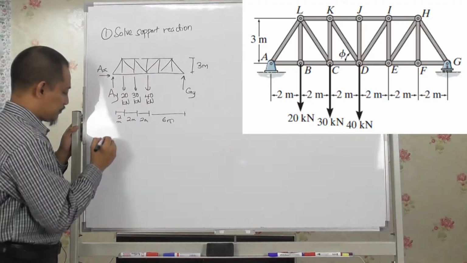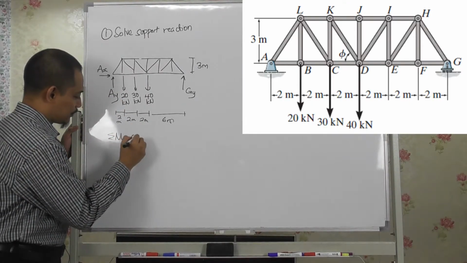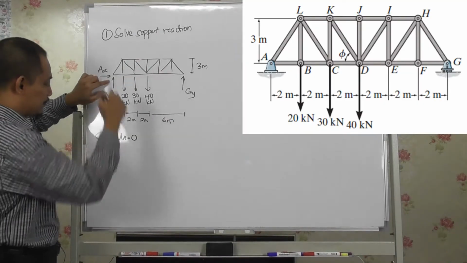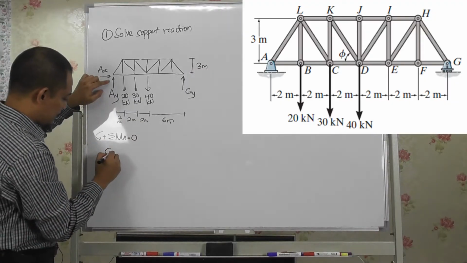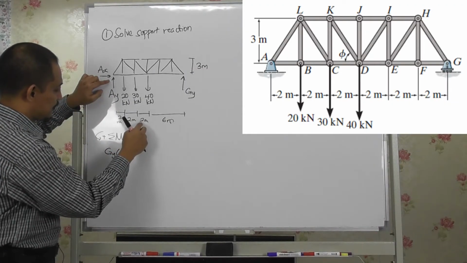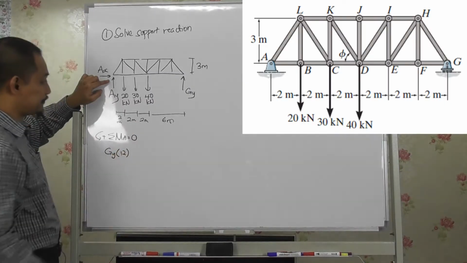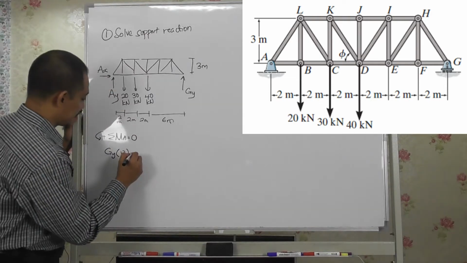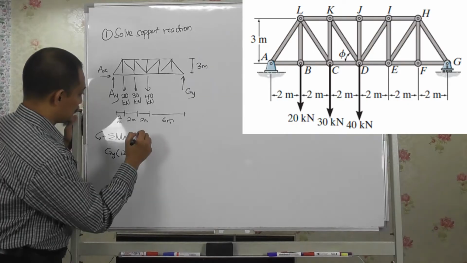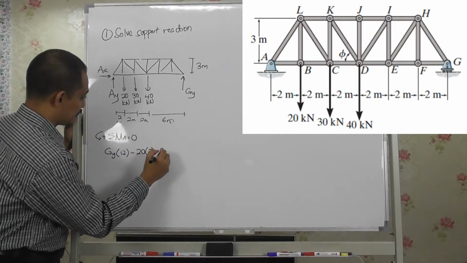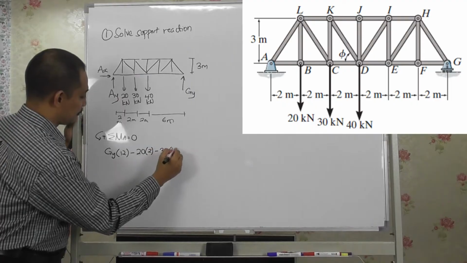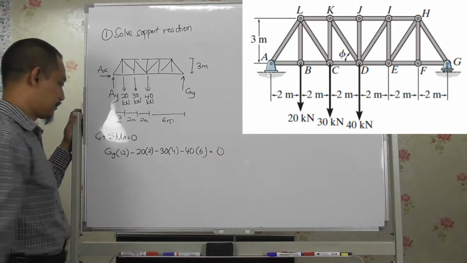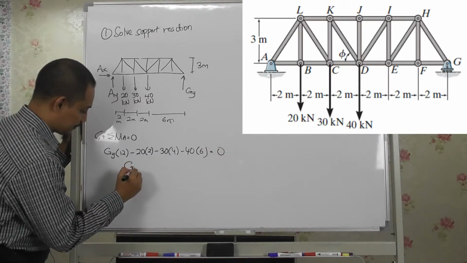Right, so let's take summation of moment about point A equal to 0. Let's take counterclockwise as positive. So take moment here. GY will create counterclockwise, so GY times the distance of 6, 8, 10, 12, so 12 meter there. And then this one will create clockwise. So minus 20 times 2, minus 30 times 4, minus 40 times 6, equal to 0. From here you can solve for GY.